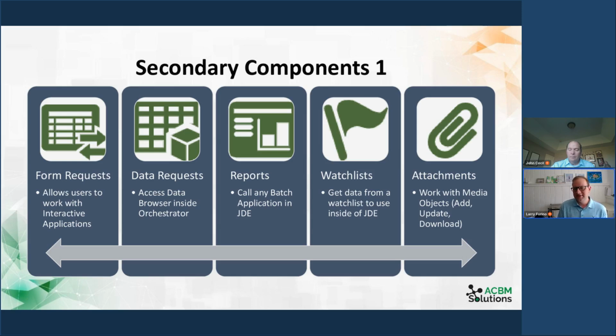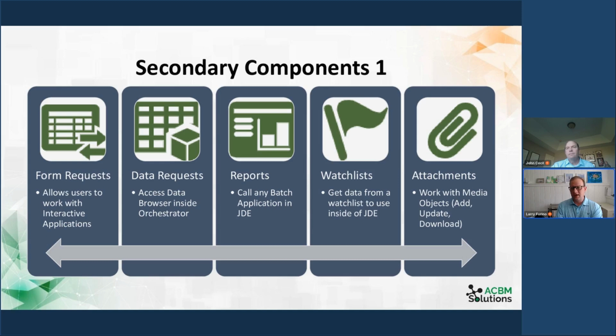We have data requests. Data requests are data browser inside of Orchestrator. So this is primarily used for getting data out of JDE. You can use form requests to get data out as well, but primarily we would use form requests to enter data, and we use data requests to get data out. The data request, like I said, is data browser inside of Orchestrator, so we can use that over any table or business view. If you have a particular application that does table lookups and other things, and you need to get a bunch of data from different places, then maybe you would use the form request. But otherwise, I would go towards the data request because it's a bit faster.